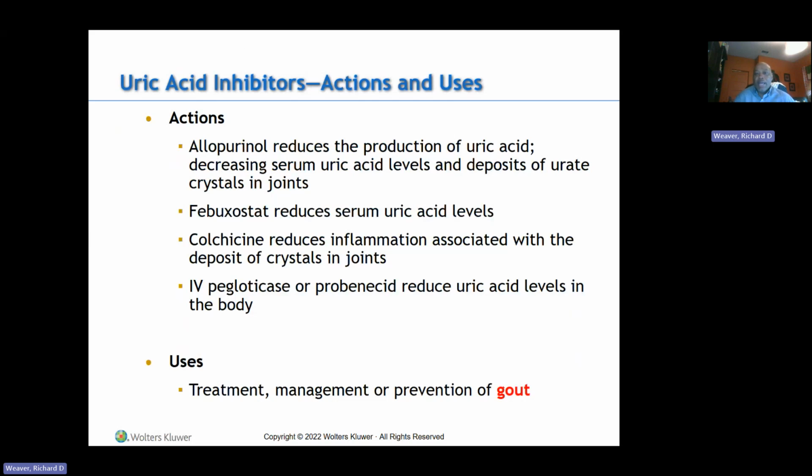Now, the exact mechanism of action for one of the other drugs, called colchicine, is not known. But it does reduce the inflammation that is associated with the deposit of those urate crystals in the patient's joints. But colchicine has no effect on uric acid metabolism. But again, it does seem to reduce the inflammation and whatnot.